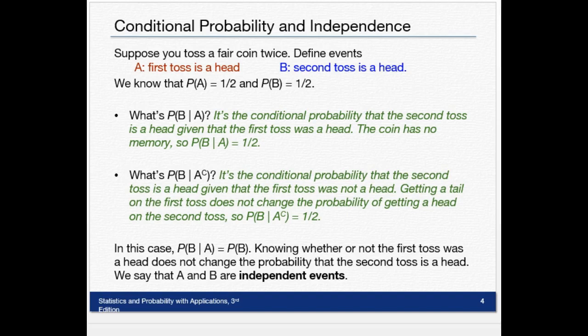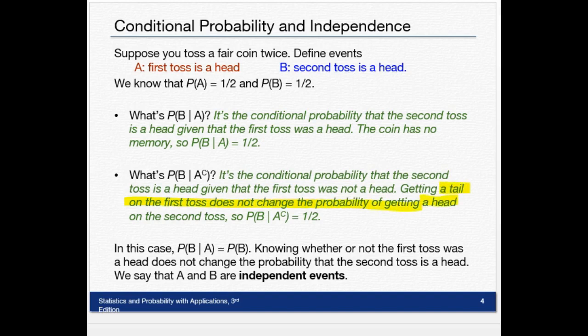It doesn't change. Now, what's the probability that the second toss is a head, given the first toss is not a head? It's a tail, right? It's a conditional probability that the second toss is a head, given that the first toss was not a head. Getting a tail on the first toss does not change the probability of getting a head on the second toss. So the probability is also 1 out of 2. And here's the key thing I want you to catch, is that getting a tail on the first toss does not change the probability of getting a head.